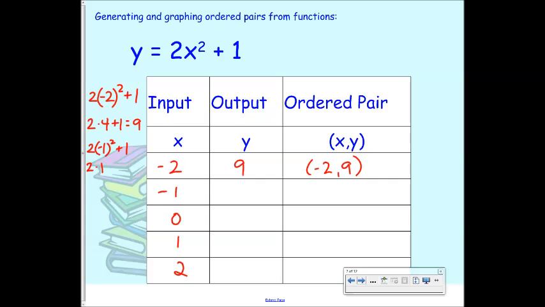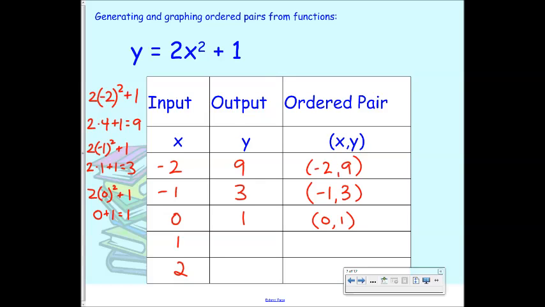So what's 2 times 1? Plus 1? 3. All right. What's 0 squared? 0. Good. What's 0 times 2? 0. Plus 1? 1. Good.